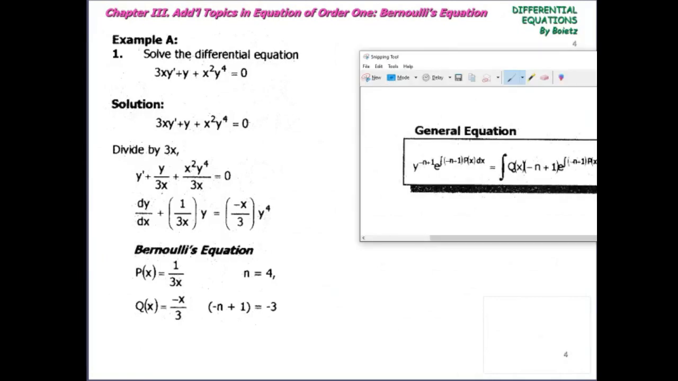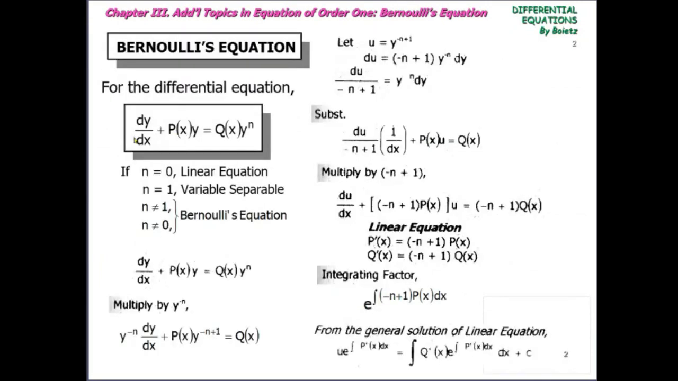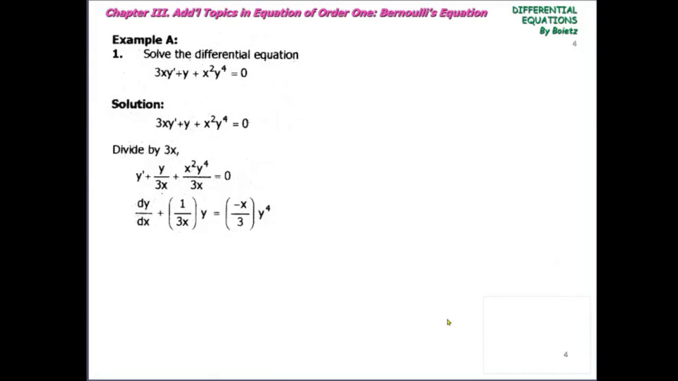Again, from our Bernoullis equation, ay hindi pala yan. For our Bernoullis equation, this is px, this one is qx, then this one is n. So balik lang tayo doon sa general form ng Bernoullis equation, this one is px, tapos qx, tapos ito yung n. Okay. So this one is Bernoullis equation. Px is 1 over 3x, qx is negative x over 3. N is equal to 4.